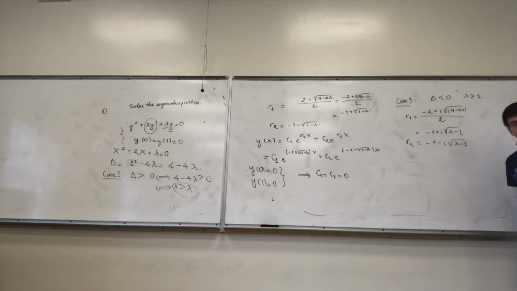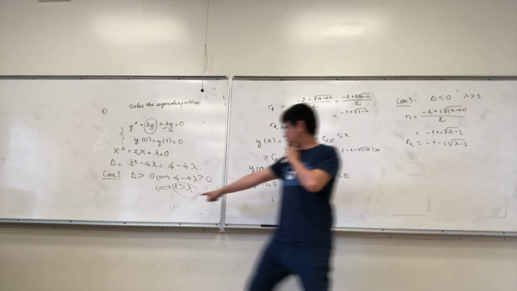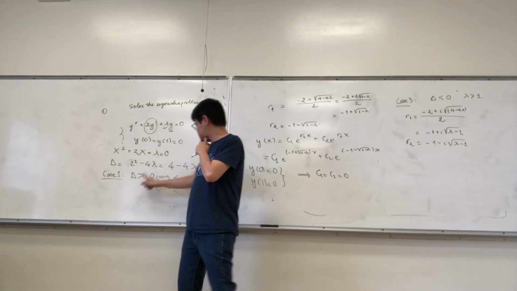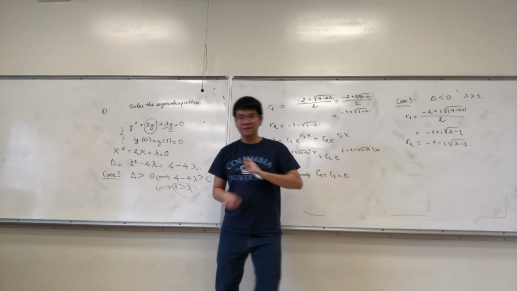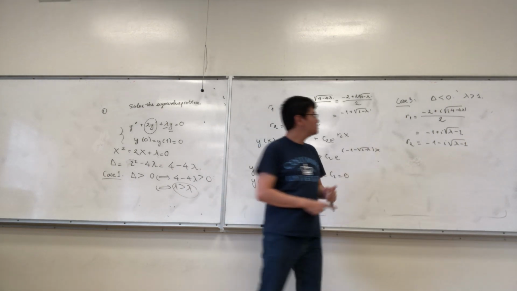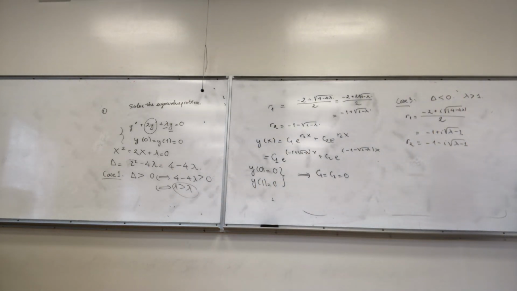Shouldn't lambda be less than 1 in this case? Because it was greater. So this is the delta is positive, so 4 minus 4 lambda is positive, so 1 is bigger than lambda. So this lambda is smaller than what is here. So this is negative, right? Right, so in this case, what are the 2 solutions?